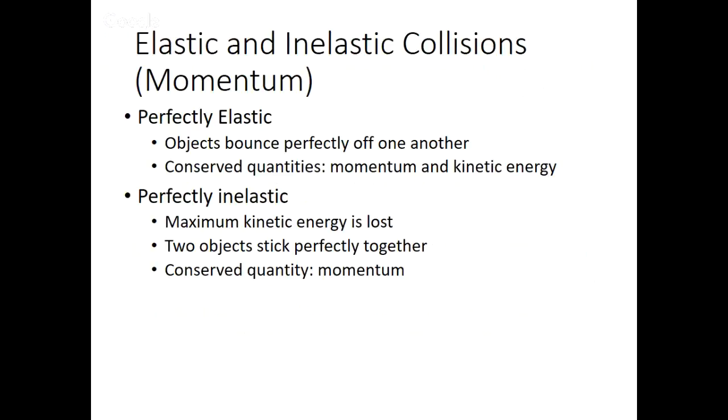In a perfectly elastic collision, the objects just bounce off of one another and go in different directions. So that will have both momentum and kinetic energy conserved. If it's perfectly inelastic, then you lose a whole mess of kinetic energy, as much as you possibly can in that collision. But momentum is still conserved. And the two objects stick together and travel off with one single velocity afterwards.